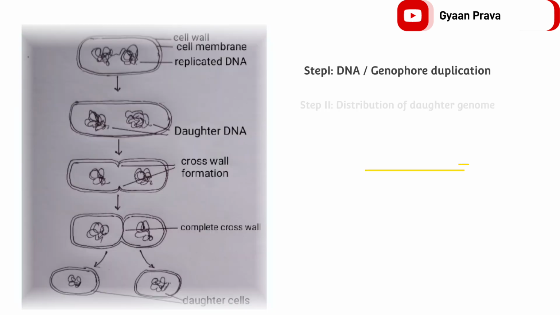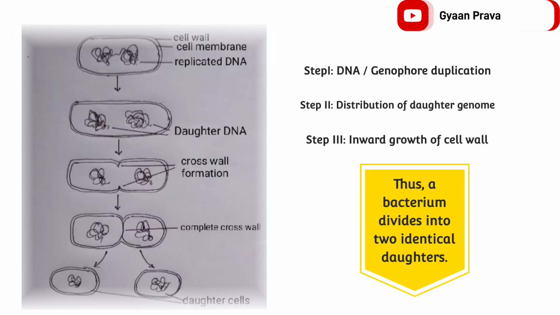Now the process. The first step is DNA duplication. At first, the two strands of DNA replicate, then divide into two equal halves. The second step is DNA partitioning. After DNA duplication, each one of the double strands swings towards one of the cell halves. Thus, each cell half receives one double strand of DNA.